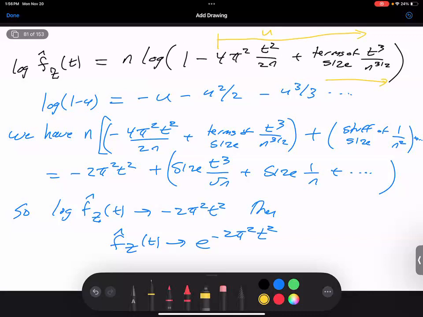The first one is of size 1 over n. The next is of size 1 over n to the 3/2. It's 1 over square root of n smaller. So as long as the sum converges, you are then dividing by a square root of n. So in the limit, it's going to be negligible relative to the main thing.